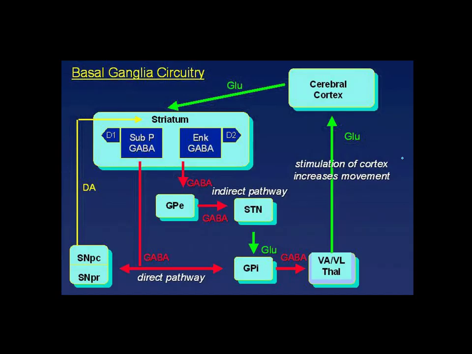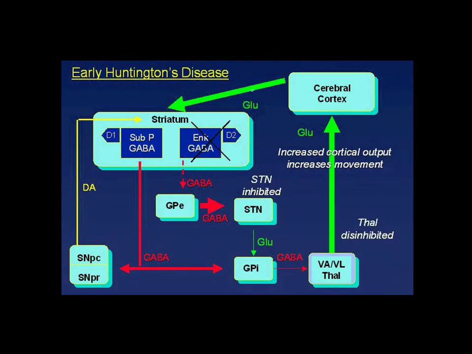Okay? And so if we start in this normal circuit, we've separated them out not based on D1 and D2 subtype, but on direct and indirect. The first ones we lose are these, and they're also marked. They use different co-transmitting peptides. They use enkephalin rather than substance P.